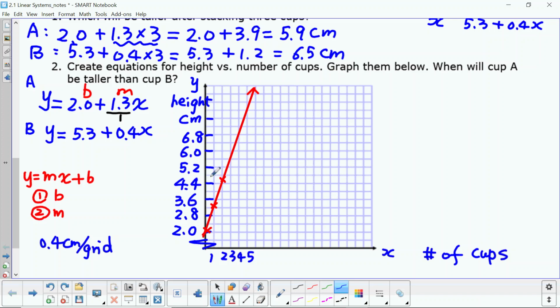So I'm going to graph the next one. 5.3 will be close to 5.2, then 0.4 over 1. So each time it's right one, up 0.4. We have 0.4 centimeter for 1 grade. It means right one, up 1 grade. It will be close to here. Then right one, up 1 grade. Then we are going to use a ruler to connect the line. Okay. Then you will see you have 2 lines here.